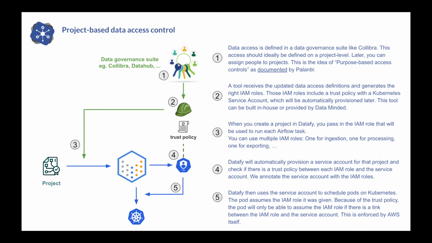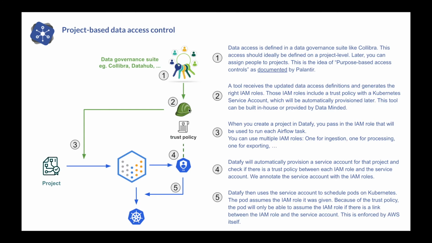How it works behind the scenes is that Datafy will automatically provision a Kubernetes service account for that project, and it will check if there is a trust policy between each of the IAM roles that are used in the Airflow DAG and the service account. And through annotations, this will make sure that when Datafy actually runs each of those tasks as containers, as pods, they will assume the correct IAM roles that were provisioned at the top of this chain by the custom tool here.